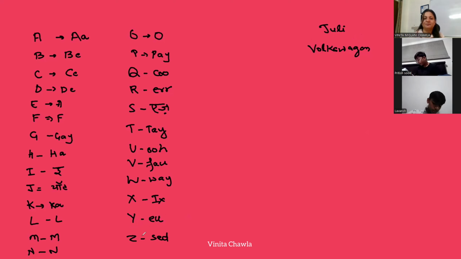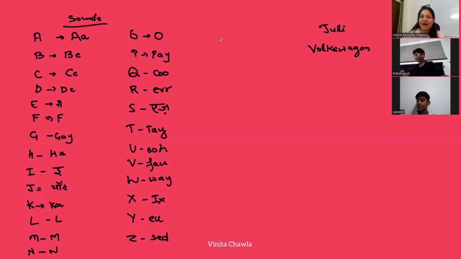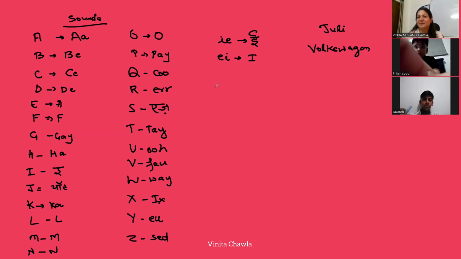And Z is said. If we have I and E written together, first I and then E, then it is pronounced as E, badi E. And if we have E first and then I, then it is pronounced as I.